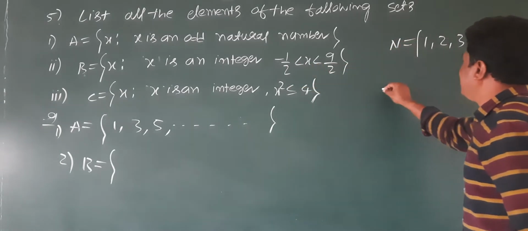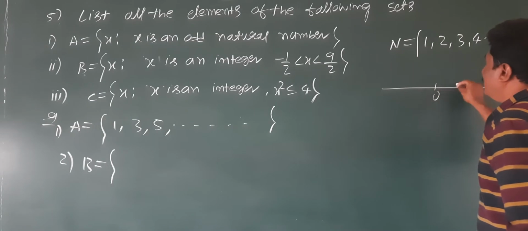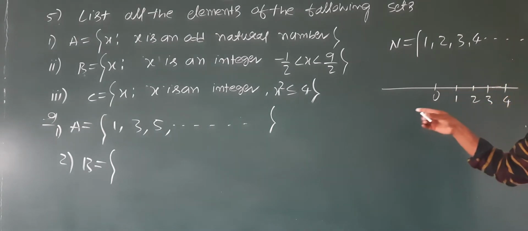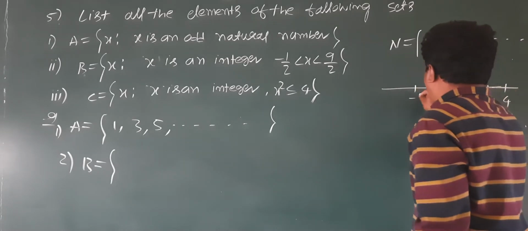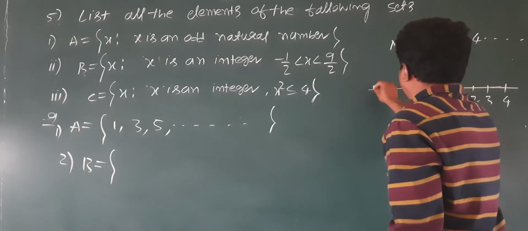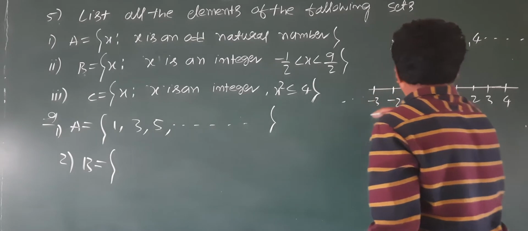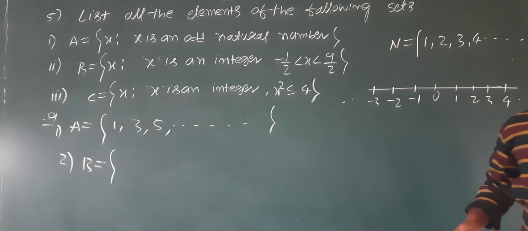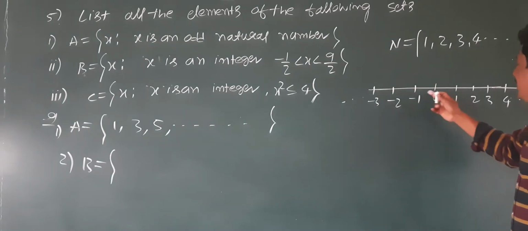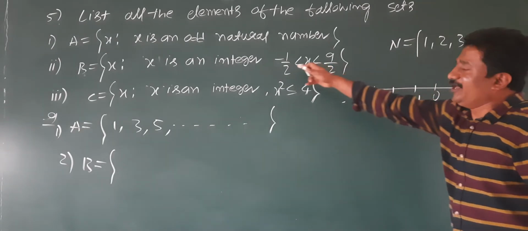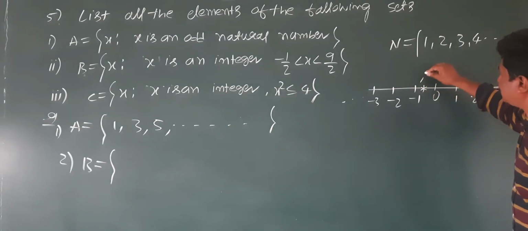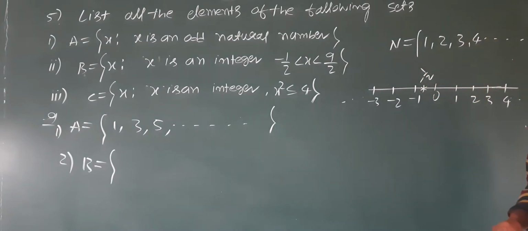You see this number line, students? 0, then 1, 2, 3, 4. Next you take -1, -2, -3, and so on on this side. -1/2 means -0.5. Where does that -0.5 come? Here it is. This is -1/2. Next, 9/2.